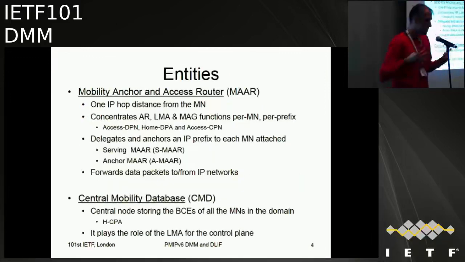So in terms of entities, there are two types of entities. One is the mobility anchor and access router, which is the access router where the mobile node is attached, and is the one concentrating the access router, LMA and MAG functionality per mobile node per prefix. And it's the one delegating the prefixes that are then anchored to the different mobile nodes and sessions. And then we have the centralized mobility database, which is basically kind of an LMA for the control plane.